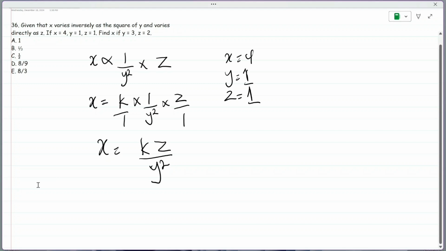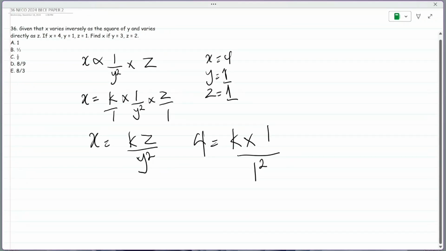Using this, our x is 4 equals our k, which is unknown, times z. This k is linked to this z by a multiplication sign. So you have k times, our z here is 1, times 1 over our y is 1, so 1 squared. Now we can find our k. K is the only unknown here. So we have 4 equals k times 1 is k over 1 squared. 1 squared is 1 times 1, and 1 times 1 is 1. So it's still 1.